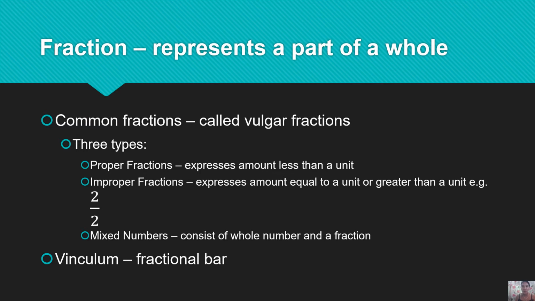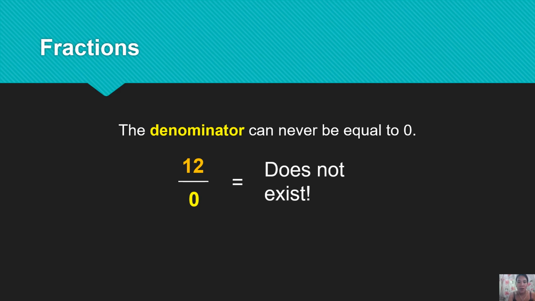Another type is the mixed number. When we say mixed number, this consists of a whole number and a fraction. And try to look into the name of the fractional bar of a fraction that separates the numerator and denominator. It is called the vinculum. Again, it is called the vinculum. The denominator can never be equal to 0. Why? Because if we divide any number by 0, even in a calculator, the answer is error because it doesn't exist.